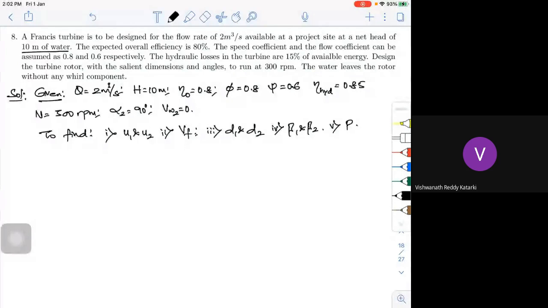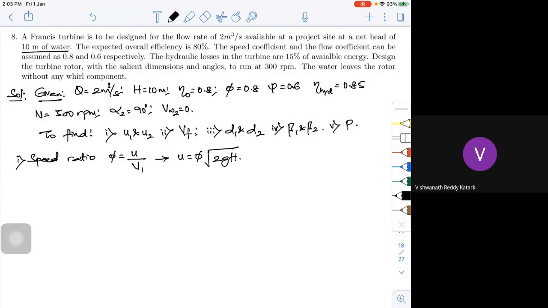So all the things which you have to find when you are trying to design it. Let's go one by one, step by step. We'll try to derive it. Okay, try to solve this problem. Okay, we know that the speed ratio phi is given by U by V1, or U is equal to phi into root 2gh.